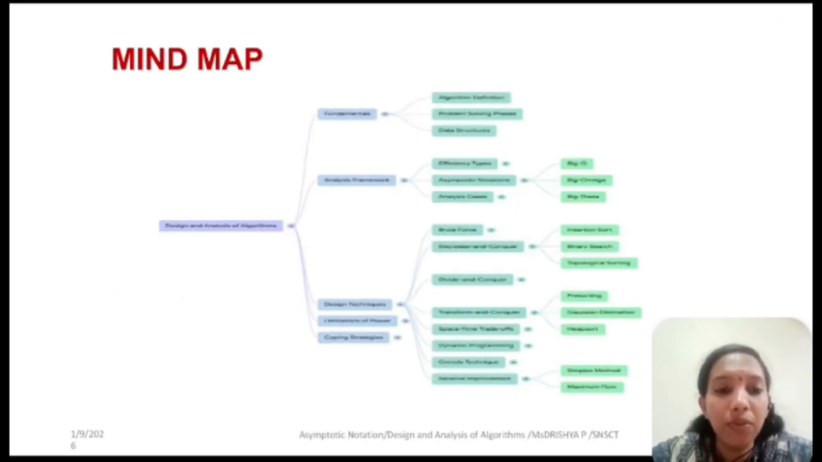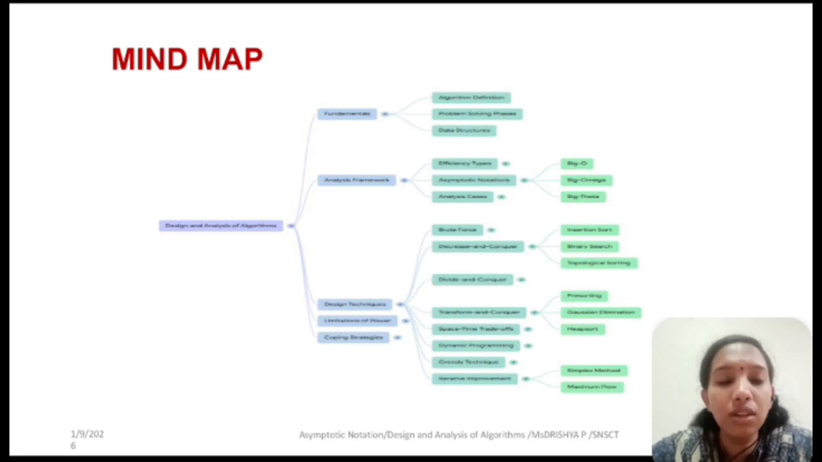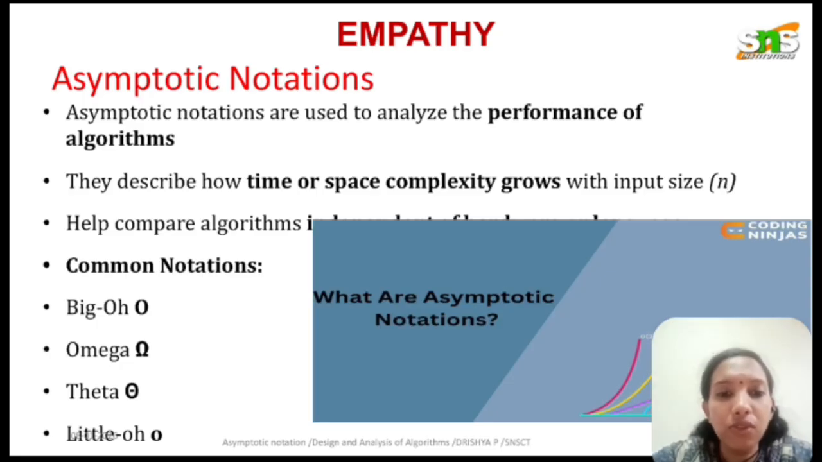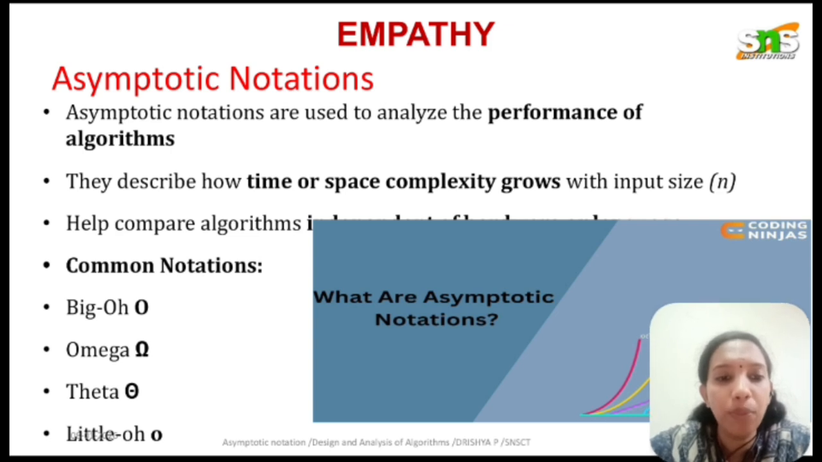This is the mind map. We already discussed all the topics included in design analysis of algorithm, shown here. So what are asymptotic notations? We are going to the topic asymptotic notation. Asymptotic notations are used to analyze the performance of algorithms. For that, we use asymptotic notation.